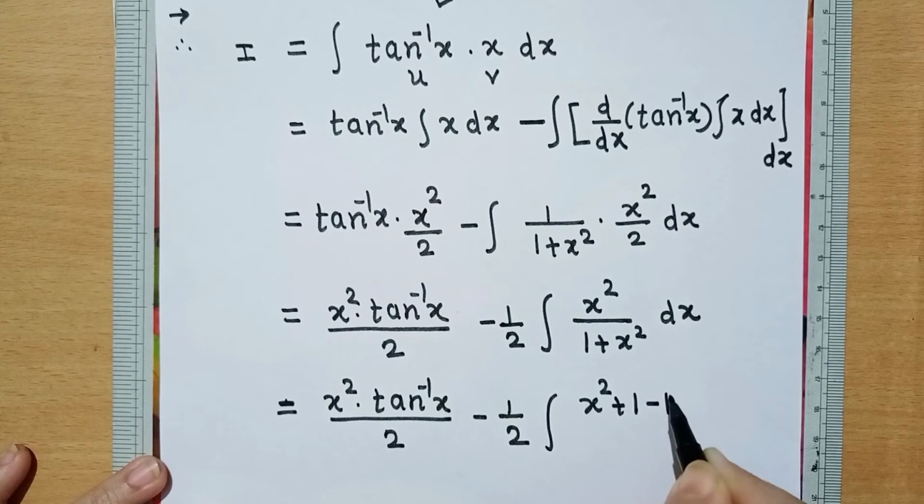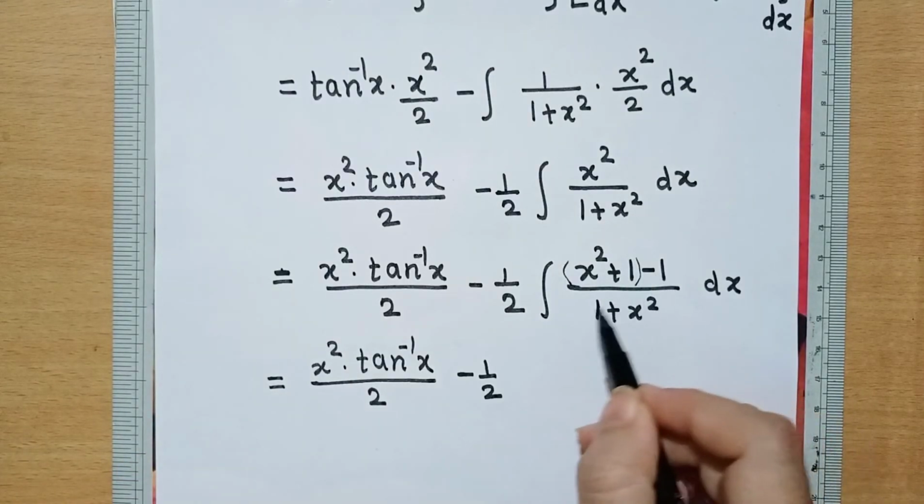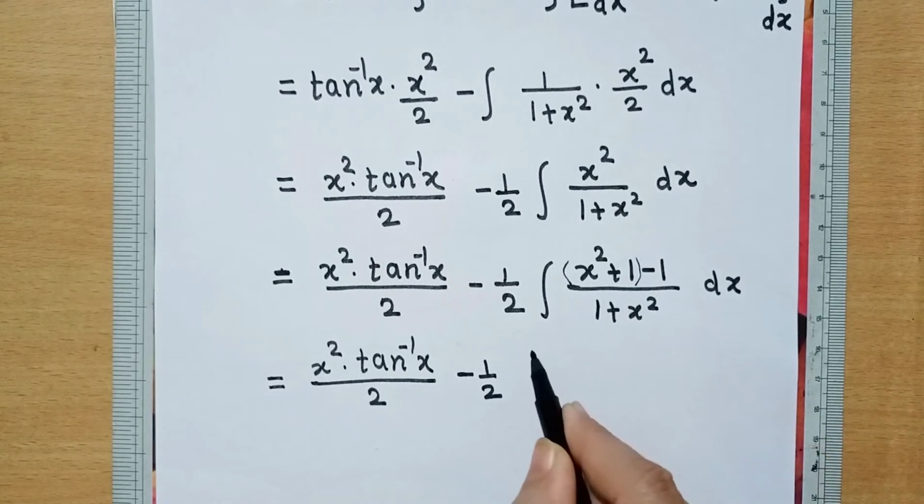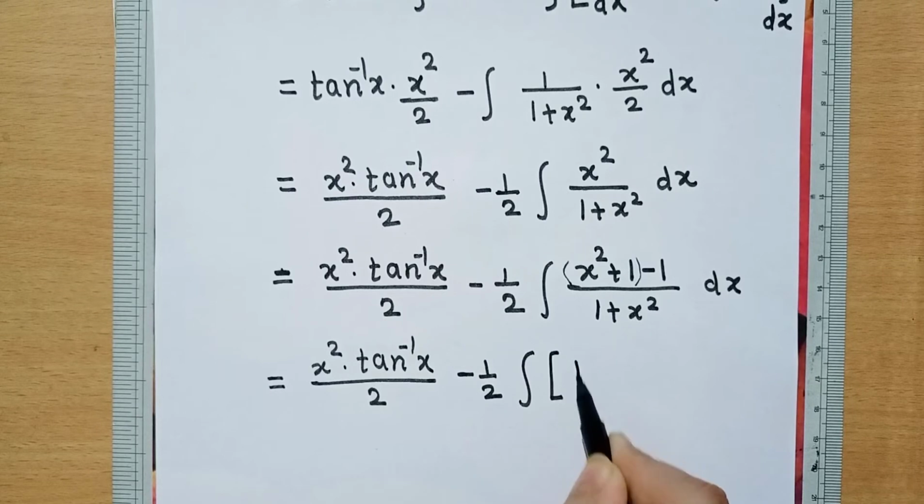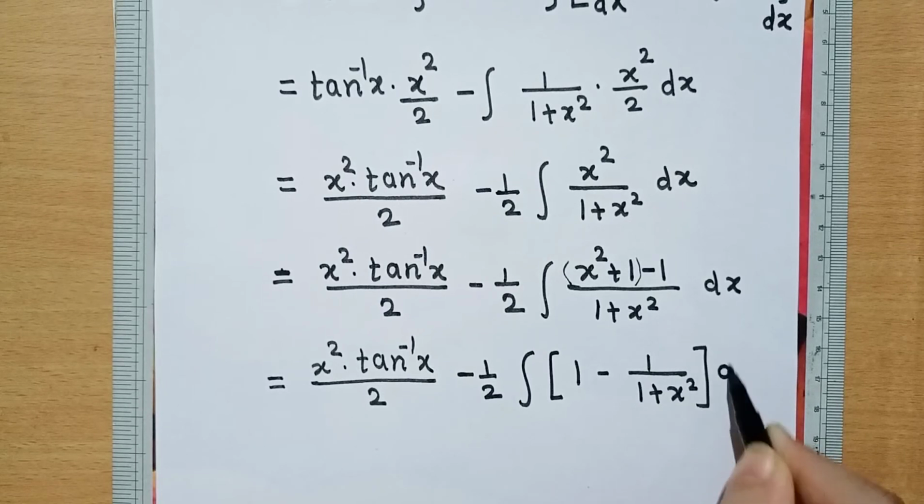Again we will take minus 1. So value of this numerator will not change. And again in the denominator 1 plus x square into dx. So we will consider this as first term and this is second term. Now since there are two terms, we will divide them separately. Now the same term is upside down. So here we will write 1 minus 1 upon 1 plus x square and dx.